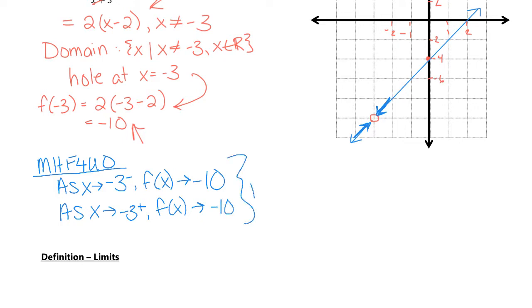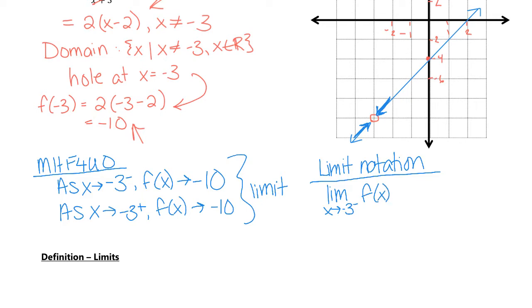So this is actually a limit. We write it a little bit differently, so we use limit notation. I'm going to go over that right now, but it's basically describing the same thing. We would say the limit of this function as x approaches, so we write it underneath, negative 3 from the left of our function f of x is equal to negative 10. So again, the limit as x approaches negative 3 from the left of that function is negative 10.